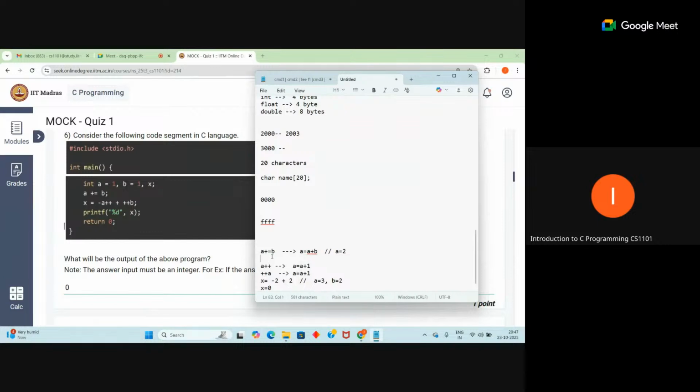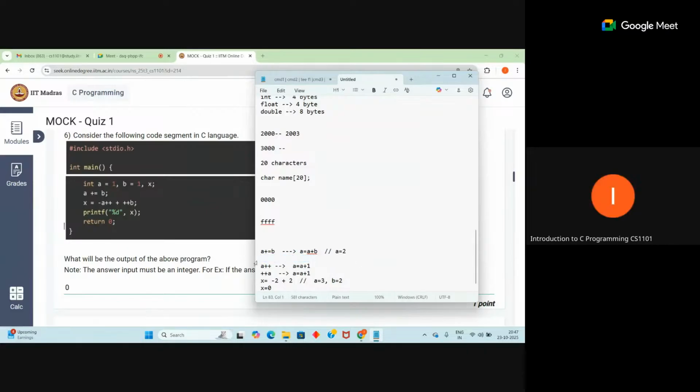Suppose if I write it like this, A minus equal to B. The meaning of this is A equal to A minus B. A is there on both sides of equal to. Okay, ma'am.